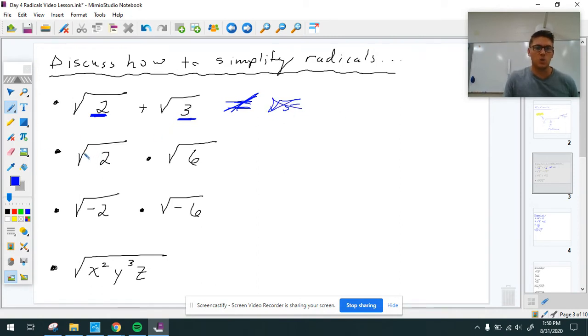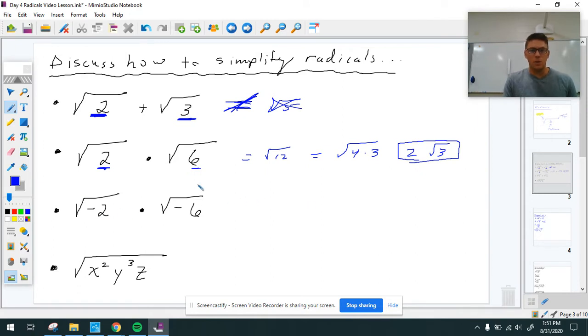But this one here, the square root of 2 multiplied by the square root of 6, we can multiply those, and we can call that the square root of 12, which we could break down to 4 times 3, so it's 2 square root of 3 in its simplest radical form.